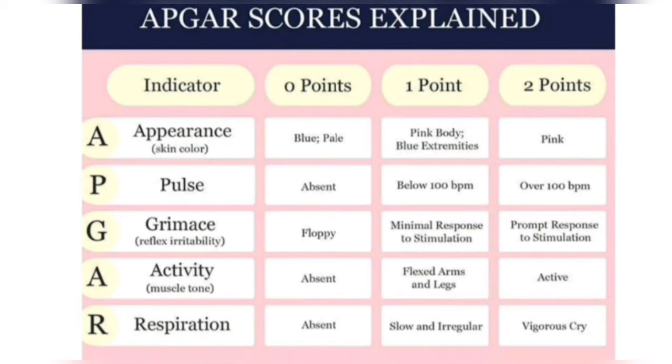Next, grimace or reflex irritability. If floppy, 0 points; minimal response to stimulation, 1 point; prompt response to stimulation, 2 points.